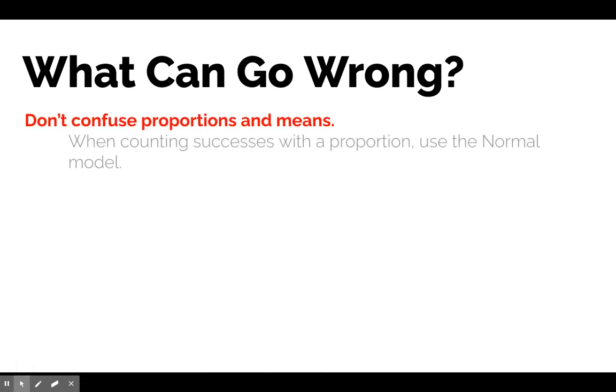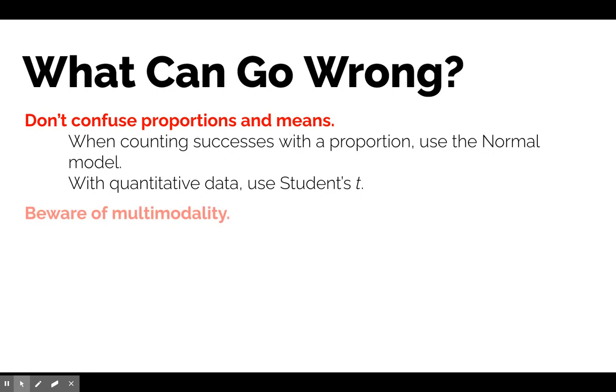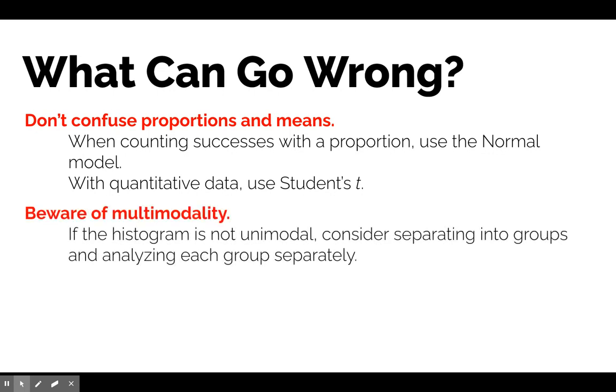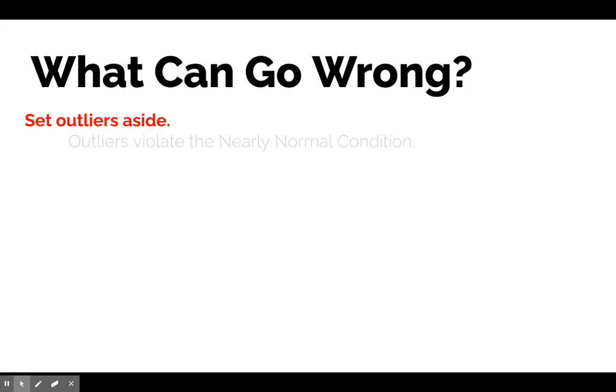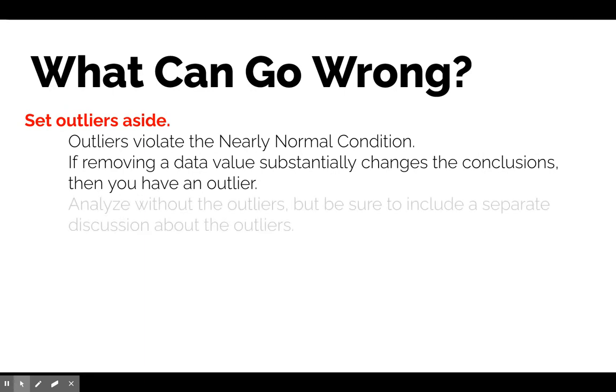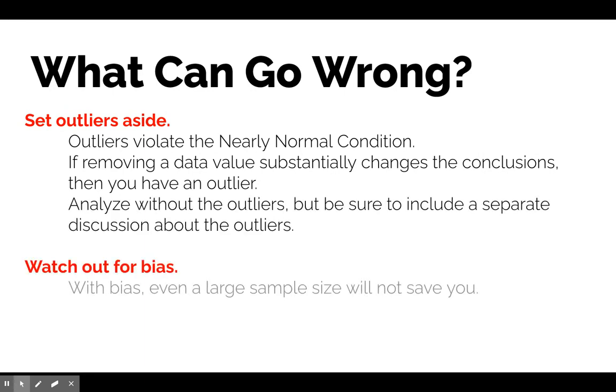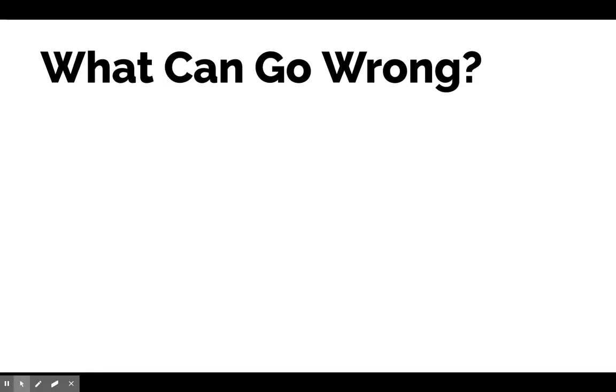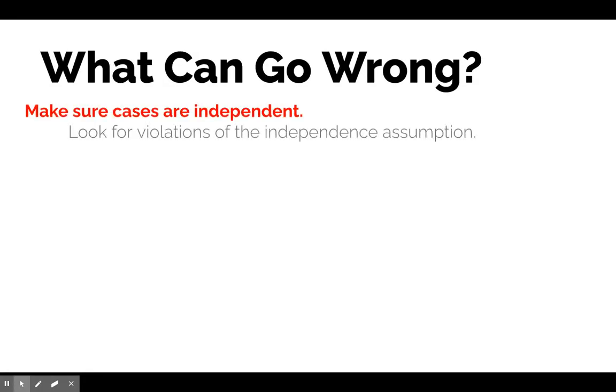Don't confuse proportions with means. Beware of multimodality. If a histogram is not unimodal, consider separating it into groups and analyzing each group separately. Set outliers aside. Outliers violate the nearly normal condition. So sometimes, if it's better, take those out of the data set and then do your calculations. But then, of course, you'd want to make a statement that you excluded it. And then watch out for bias. Even a large sample size cannot save you if you sampled in a biased manner.